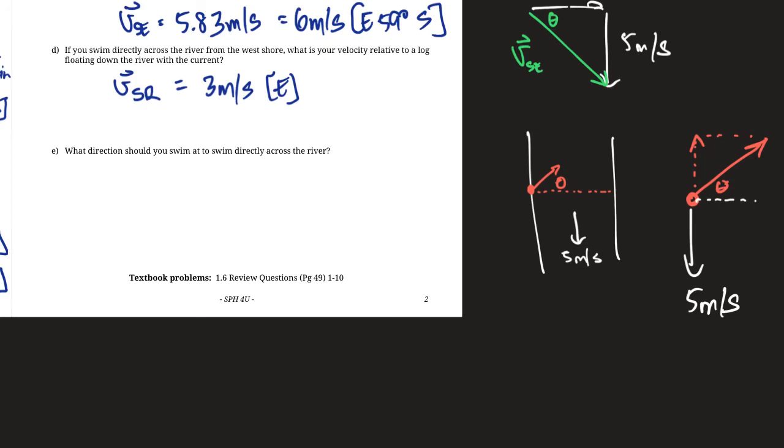So if the question was a little bit different, and you might get a question like this in your homework about how to swim directly across the river, you can think about that. How can we cancel out this with this? What angle would we need to swim at if we know this length to cancel it out? All right? So there you go.